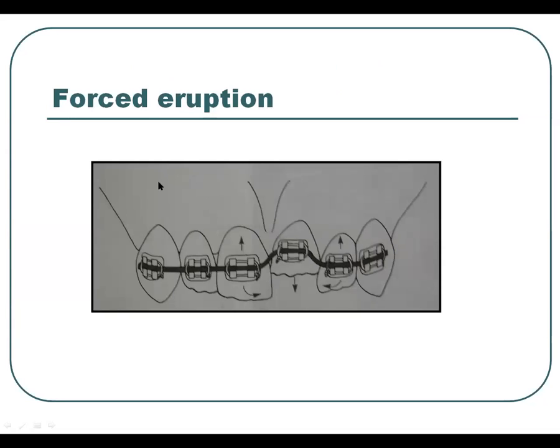Force eruption is needed in some cases due to trauma or ankylosis, where some incisors may be infra-erupted. In those cases, you can bond the infra-erupted tooth and place a continuous arch wire, NiTi wire or elastic. By this we can extrude the tooth, a single tooth extrusion.